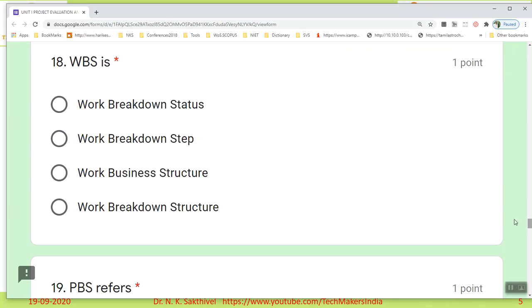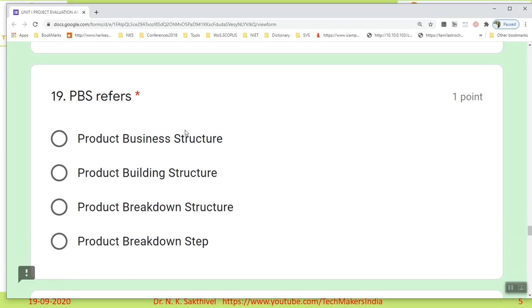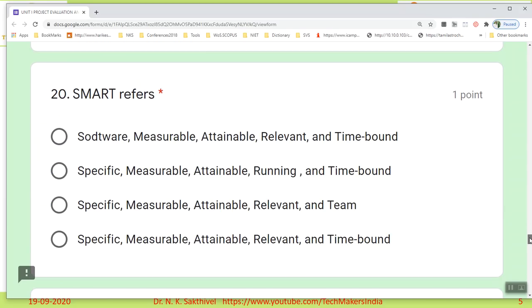18th question, WBS, I told you, work breakdown structure. 19th question, PBS refers to product breakdown structure. Please remember product breakdown structure. This type of questions we may expect. And the next question, 20th question, SMART. I already told you, specific, measurable, attainable, relevant and time bound.